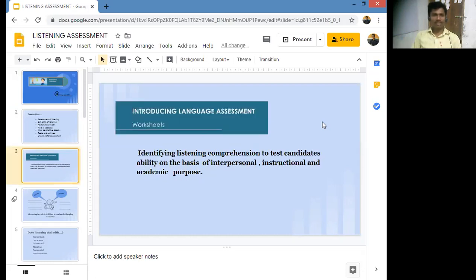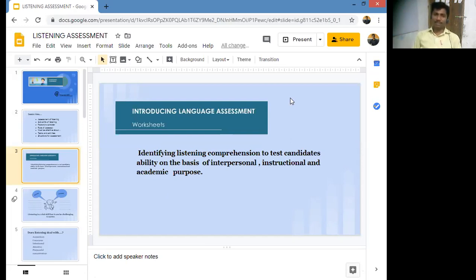First of all, I would like to have the first slide, and that is introducing the language assessment. What is language assessment, and out of those, today we have to discuss the assessment of listening skill. So first of all, what is meant by the assessment of listening?